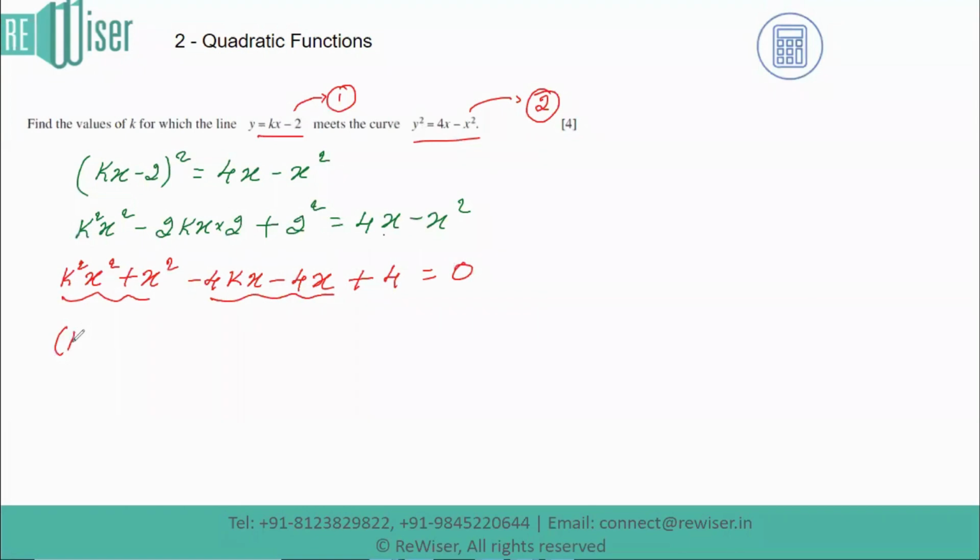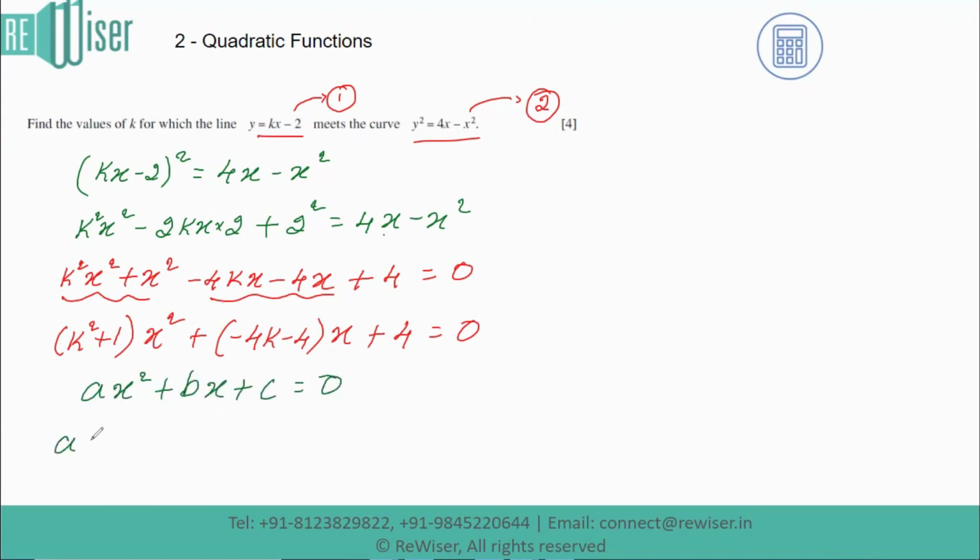And now I'm going to factorize a few things. If I take x square common out, I'll be left with k square plus 1. And in this one, if I take x common out, I'll be left with negative 4k, negative 4, times x, and plus 4 equals to 0. So when I compare this with a quadratic equation, which goes like ax square plus bx plus c equals to 0, in place of a, we have this k square plus 1. In place of b, we have this negative 4k, negative 4. And in place of c, we have this positive 4.